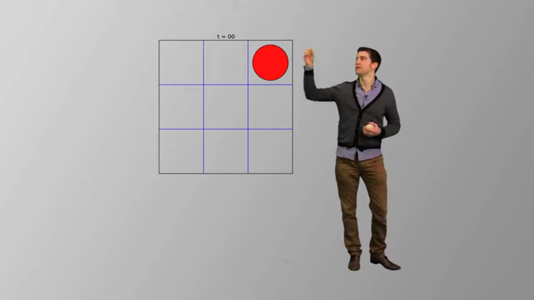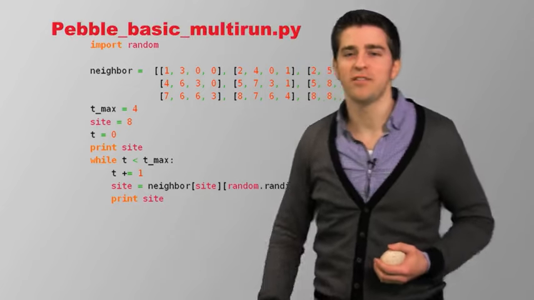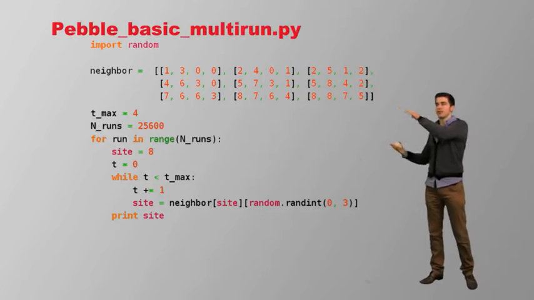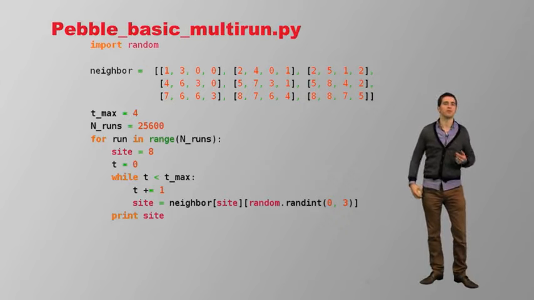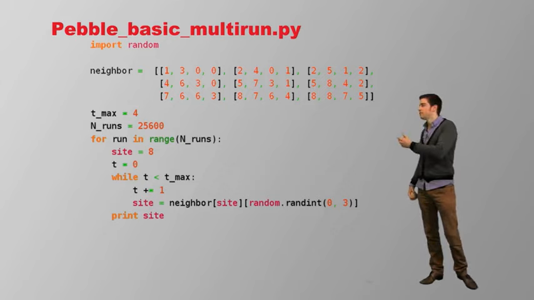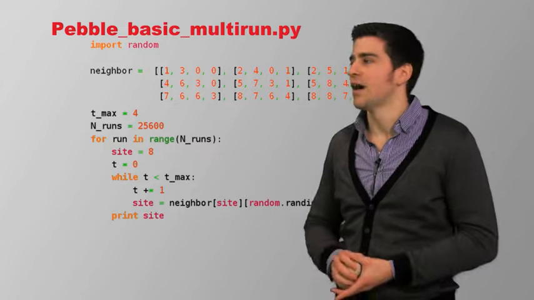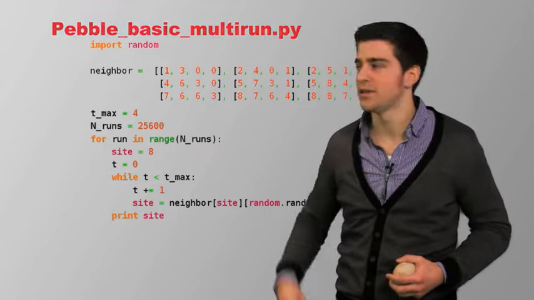Now let us modify a bit the simulation program for the 3x3 pebble game. Rather than having one very long run, we will now consider many runs, and each of the runs would start at site 8 in the upper right corner of the grid. Now this program contains an additional loop over the runs, and we have a total of n runs in the program. The program finally outputs the final position of the pebble at time t max. Output for t max equals 4 is shown here.